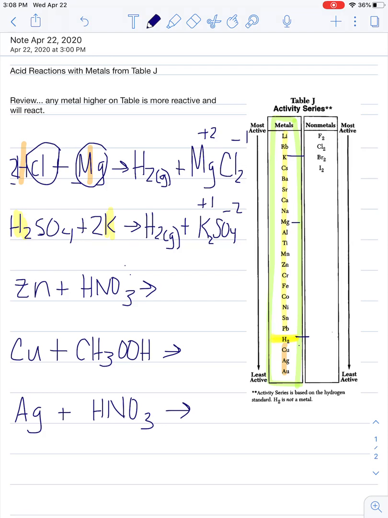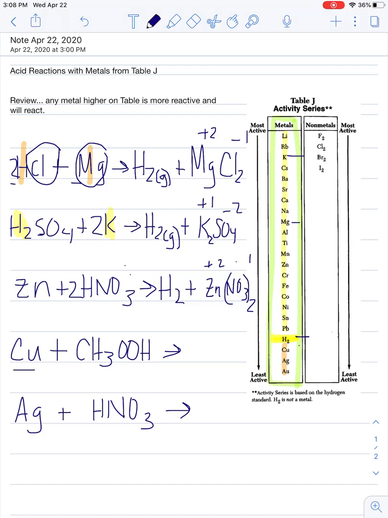Okay, so for this one, again, this reaction will occur because zinc is higher than H2 on table J. H2 is produced, as well as ZnNO3. Zn has a charge of +2, NO3 has a charge of -1, so we would write it like that. And then to balance it, we would just put a 2 in front of that. So I think that's balanced, yes.